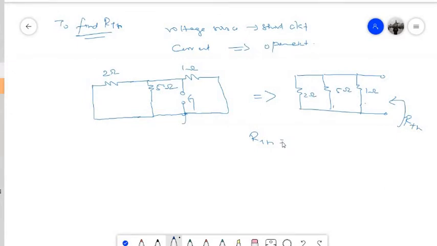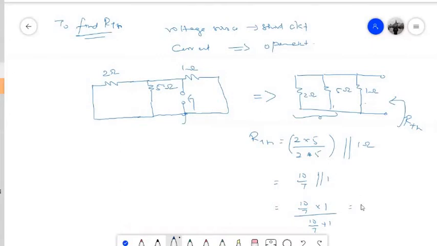So what will be RTH ultimately? So this will be these three resistances in parallel. Let's say when you try to find the parallel combination of these two, this will be 2 into 5 by 2 plus 5. You'll be getting something, and this is in parallel with this 1 ohm resistance. So what will you get? This is 10 divided by 7 parallel 1. So this will be (10 by 7 into 1) by (10 by 7 plus 1). So you must be getting around 10 by 17, yeah.